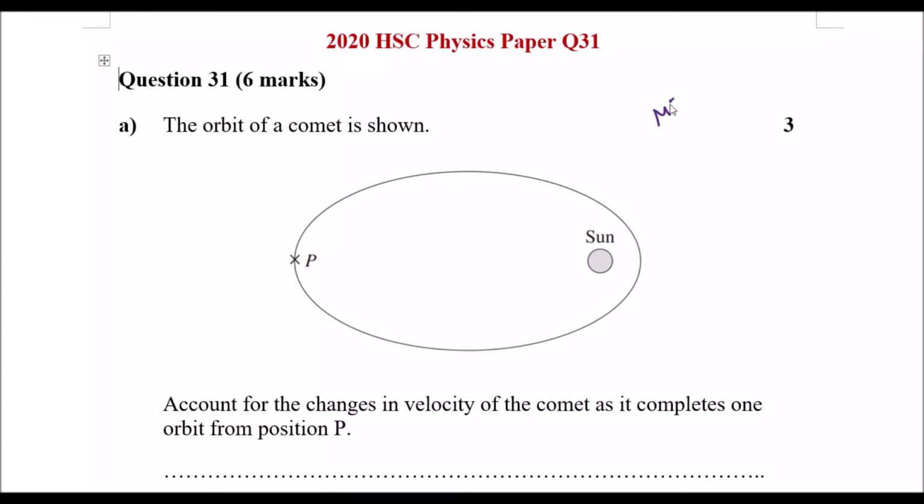Today we'll be covering the Module 5 Inquiry 3 question. This is going to be looking into things related to Kepler's law. The 2020 HSC Physics paper, question 31. We have the orbit of comet P.